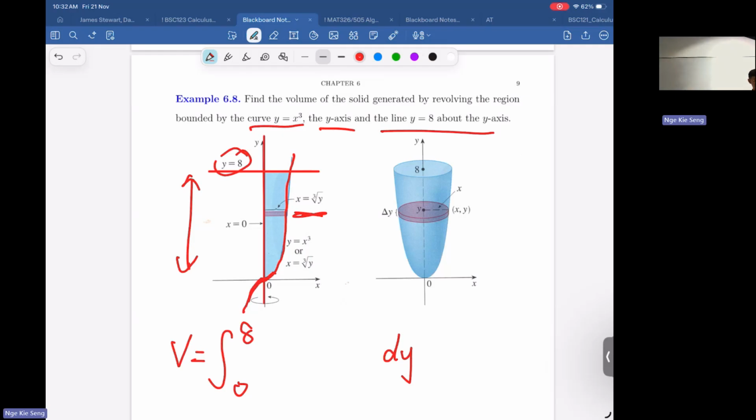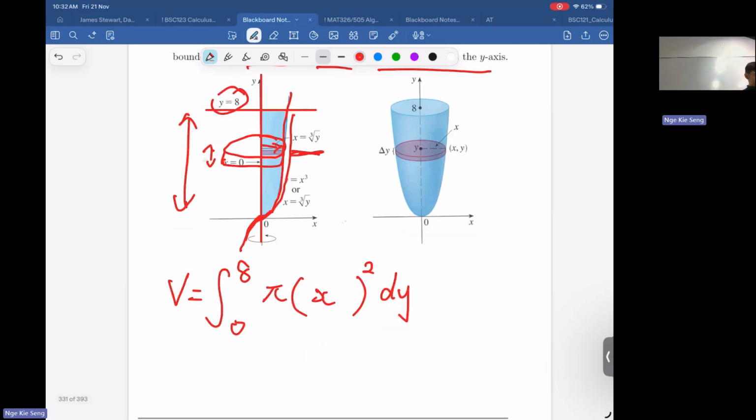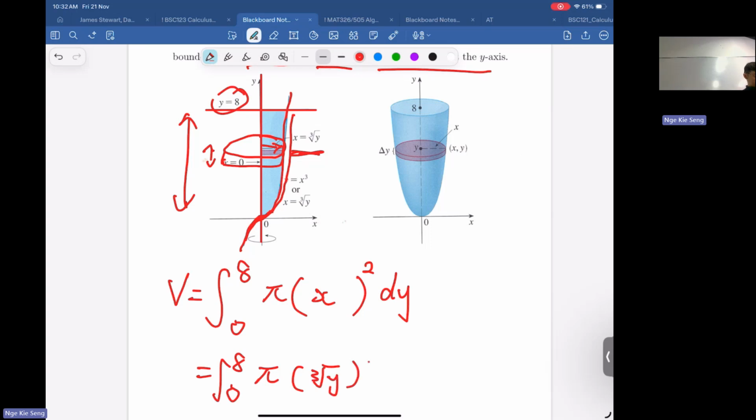So why do we integrate along dy here? Because we revolve this in the y direction instead of the x direction here. And then our thickness happens in the y direction. And then how about our radius? What's our radius here? Our radius here is exactly controlled by the y equals x cubed curve here. So you need to put the x squared here. But what is x here? So you need to solve for x, which is the cube root of y, and then x squared.